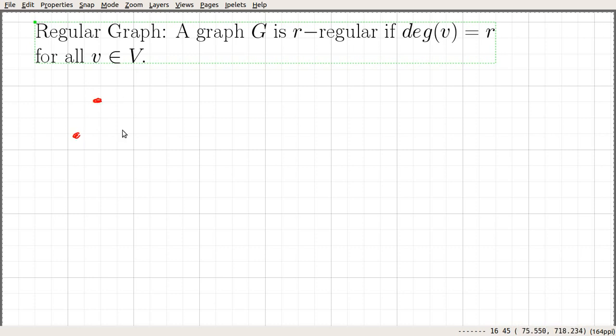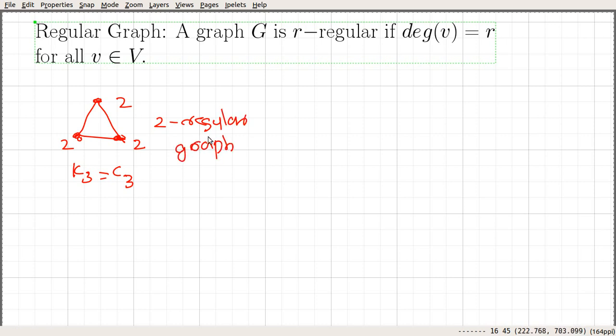Let's consider a very simple example. This is what we call K3 or C3. In this case you can see that the degree of this vertex is 2, degree of this vertex is 2, degree of this vertex is 2. So this is an example of what is called a 2-regular graph. Similarly, if you consider P1, here again you can see that the degree of this vertex is 1 and the degree of this vertex is 1. So it's an example of a 1-regular graph.